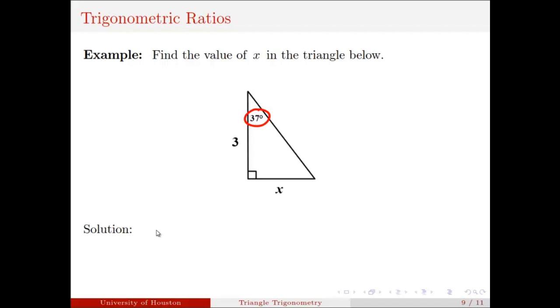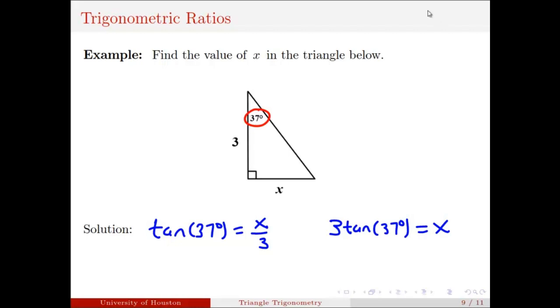Specifically, we have the tangent of 37 degrees equals the opposite over the adjacent, which is x over 3. And multiplying both sides by 3, we can solve for x. We get 3 times the tangent of 37 degrees equals x. This expression represents the exact value of x. And if we put this into a calculator, we get that x is approximately 2.26.